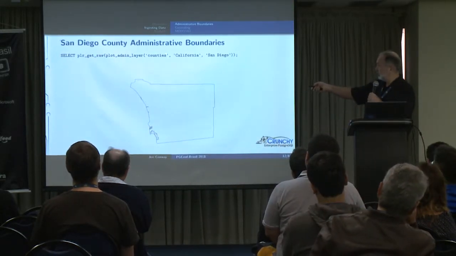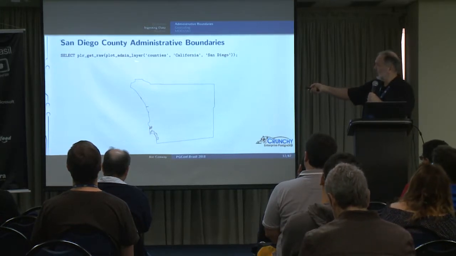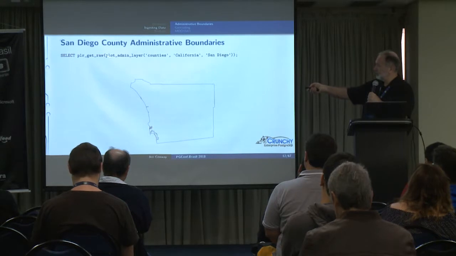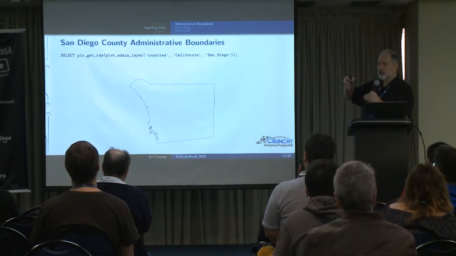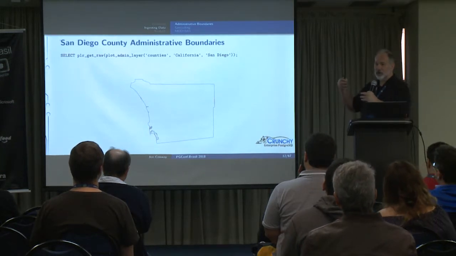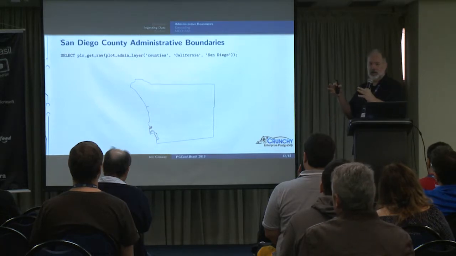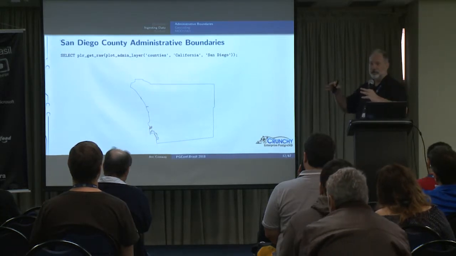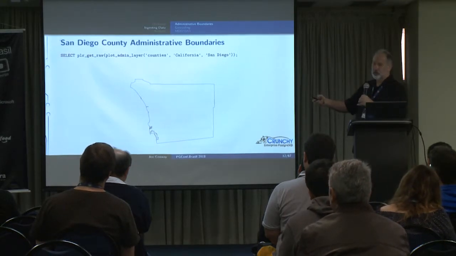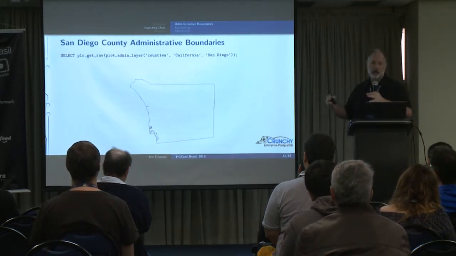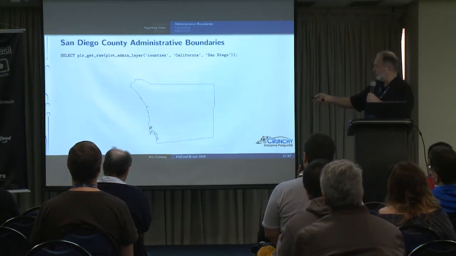When I call this function and say I want from the counties layer California, San Diego, and I call that function, and this is another side note about PLR, when you return bytea from a PLR function, basically the R object itself just gets serialized and streamed back to Postgres. In the case of an image, there's a little bit of R baggage around the actual image, and PLR provides this get raw function, which just strips that off so that you have just an actual image. So when you do that, this is what San Diego County looks like.